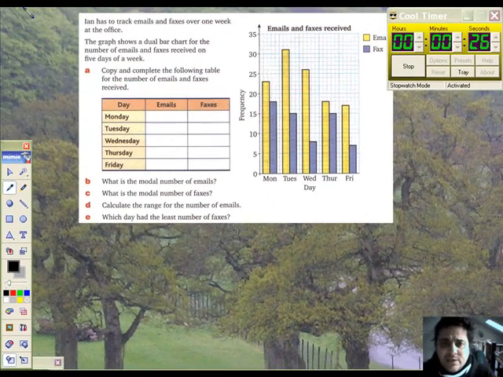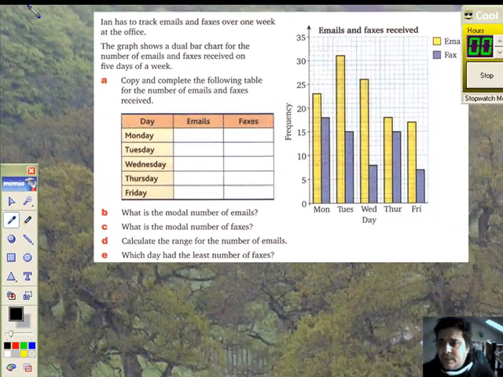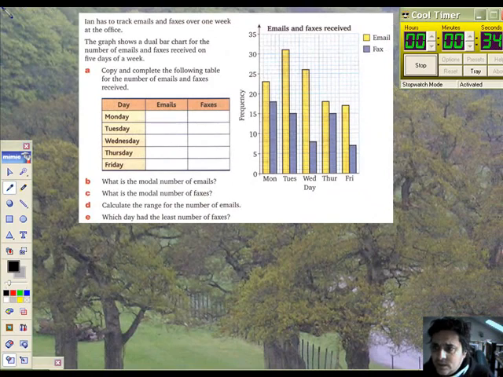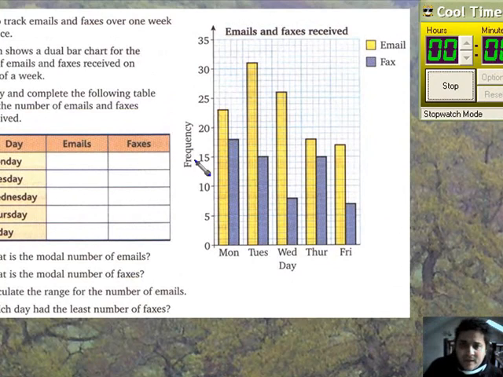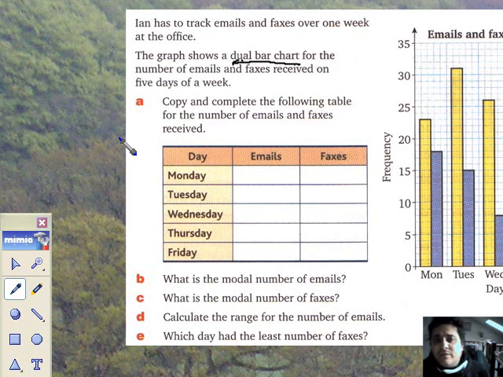Ian has to track emails and faxes over 1 week at the office. Well done, Ian. Get that little clock out of the way just to show what's going on there. There you go. And right, the graph shows a dual bar chart. That's good. Underline that so you can relearn what that is. That's a dual bar chart, for the number of emails and faxes received on 5 days a week, Monday to Friday working days. Copy and complete the table.